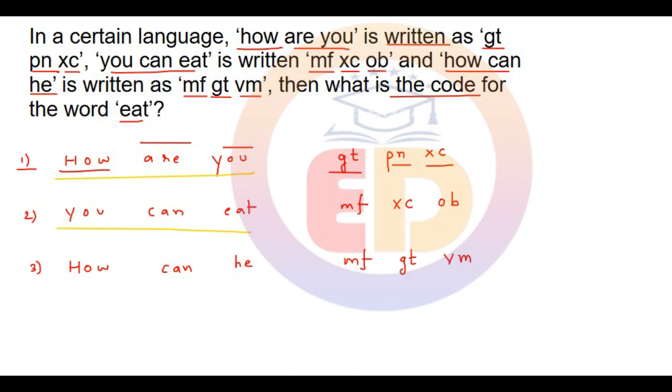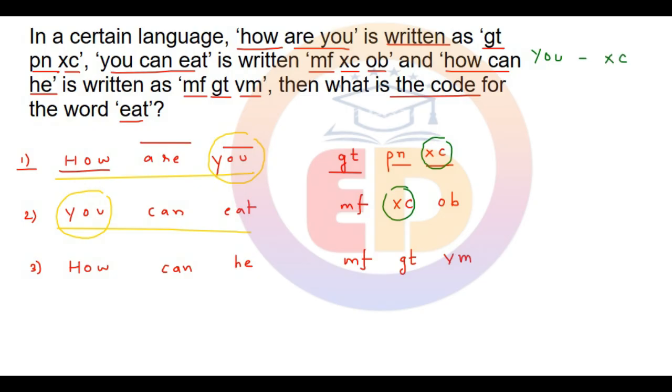In both of them, I can see I have a common word, you. In both, there is a common word, you. And when I look at the codes, if the words are common, the code should also be common. I can see that the code XC is present in both. So it is clear that the code of U is XC.